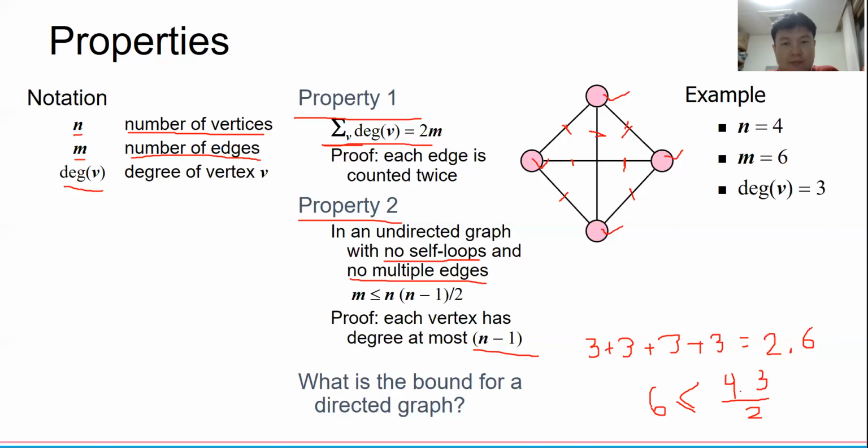What about the bound for a directed graph? Basically, the directed graph will be the same if you have this one. But of course, if you have it the other way around, there might be some different boundaries for the properties. So these properties are for the undirected graph. For the directed graph, there will be other properties.